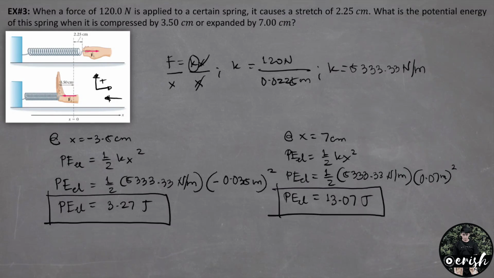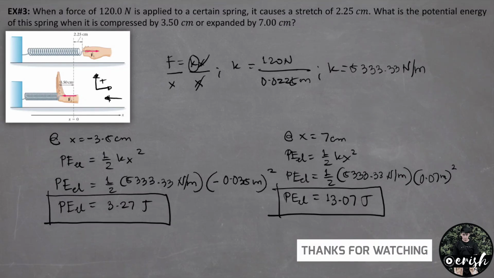In this type of problem, in case hindi natin alam yung value ng force constant or yung variable na k natin, we have to find first the value of the k para magamit natin siya to solve for the other potential energies required. We just have to make sure na meron tayong given na force and some distance in terms of dx. So this is example number 3.